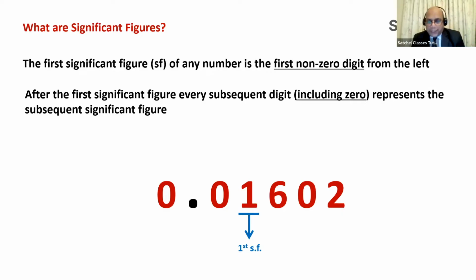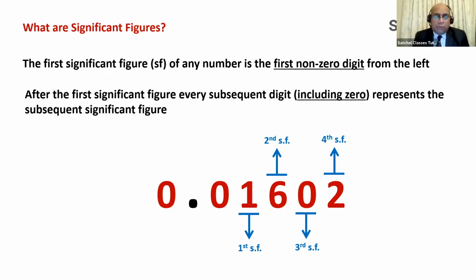But after 1, all other digits will be significant in that order, which means 6 will be the second significant figure, the 0 will be the third significant figure, and 2 will be the fourth significant figure. I hope you understood the concept of significant figures. Only in the case of the first significant figure do you have to ignore any 0 in the beginning. Once you've got the first significant figure, all the other digits will be significant.